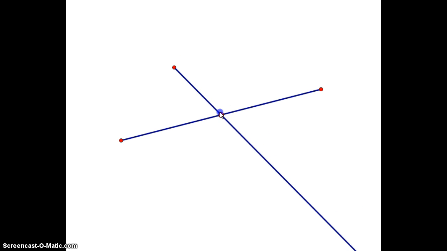You could also have a scenario in which a ray was bisecting a segment. In this case, the ray is the segment bisector because the ray is breaking the segment up into two congruent parts. We can show that again with the tick marks.